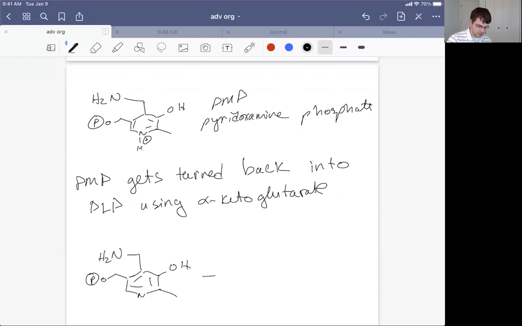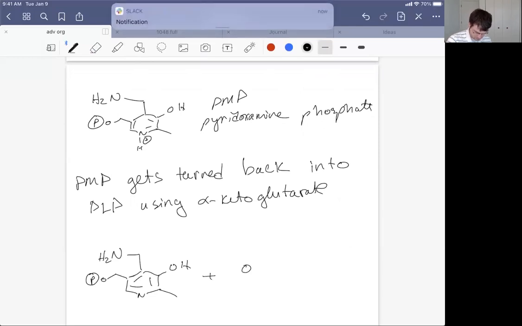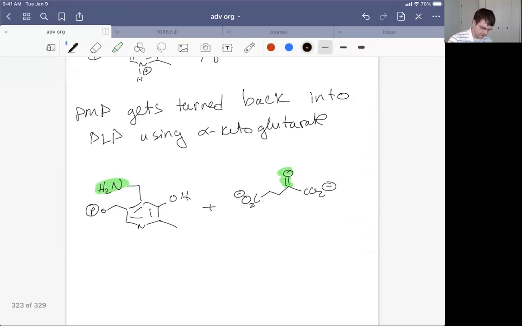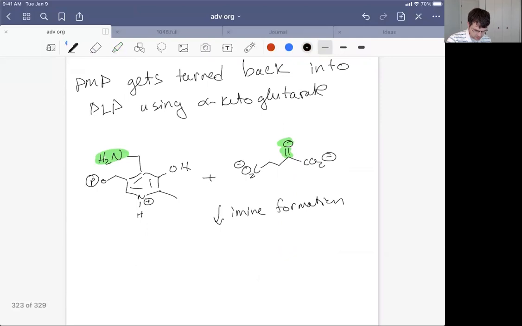We're going to let this react with, perhaps I should have flipped that over. We're going to let this nitrogen connect with this carbonyl to make an imine. It's helpful if I let that NH be protonated within the enzyme active site. Now, when we do that, we get to this species. I had to flip over the glutarate.